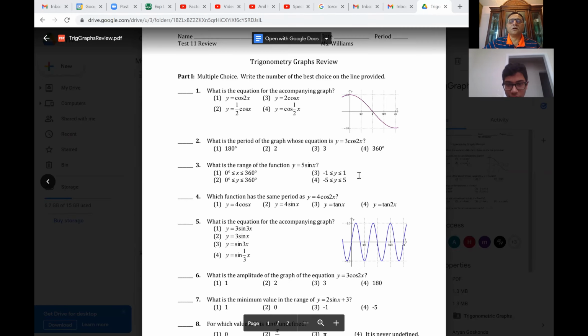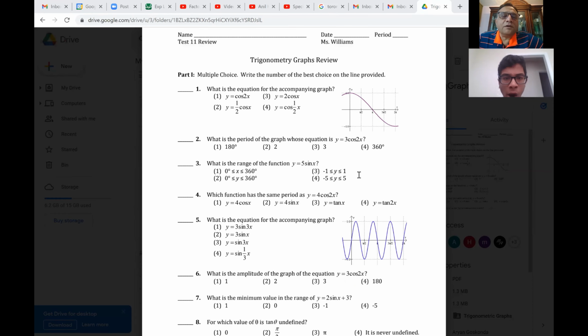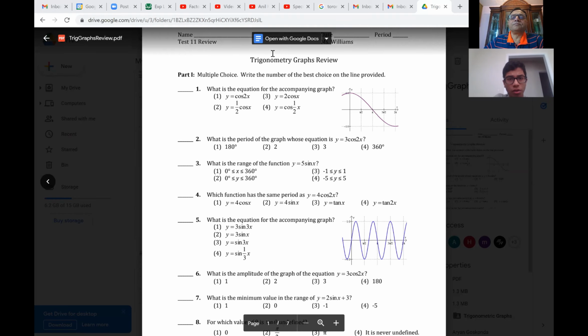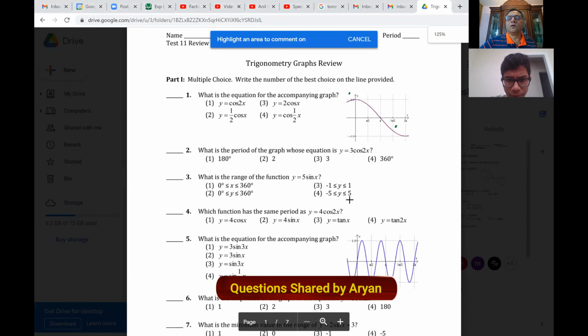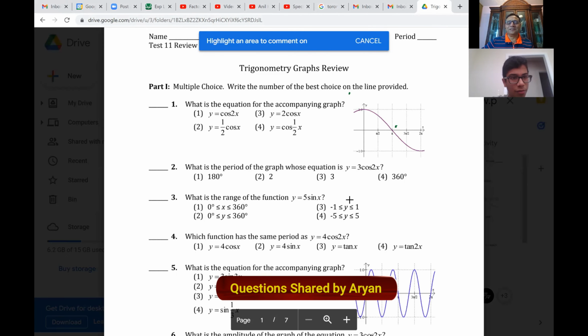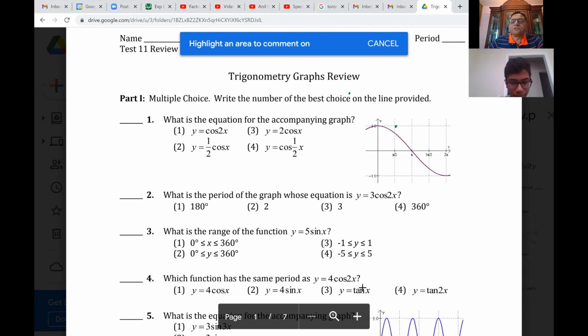Okay, great. So let's begin with our questions. First one, can you please read and answer the question? What is the equation for the accompanying graph? Can you zoom in a little bit because I can't really see it? Yeah, Control plus. Perfect. So it has been zoomed.